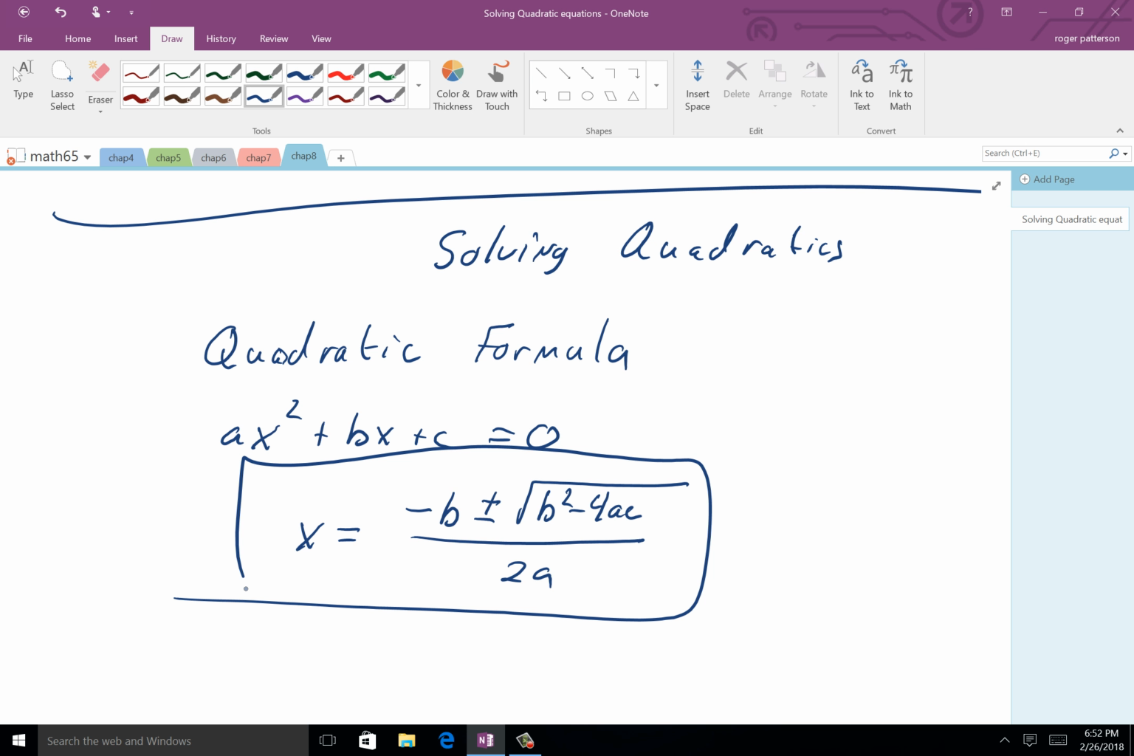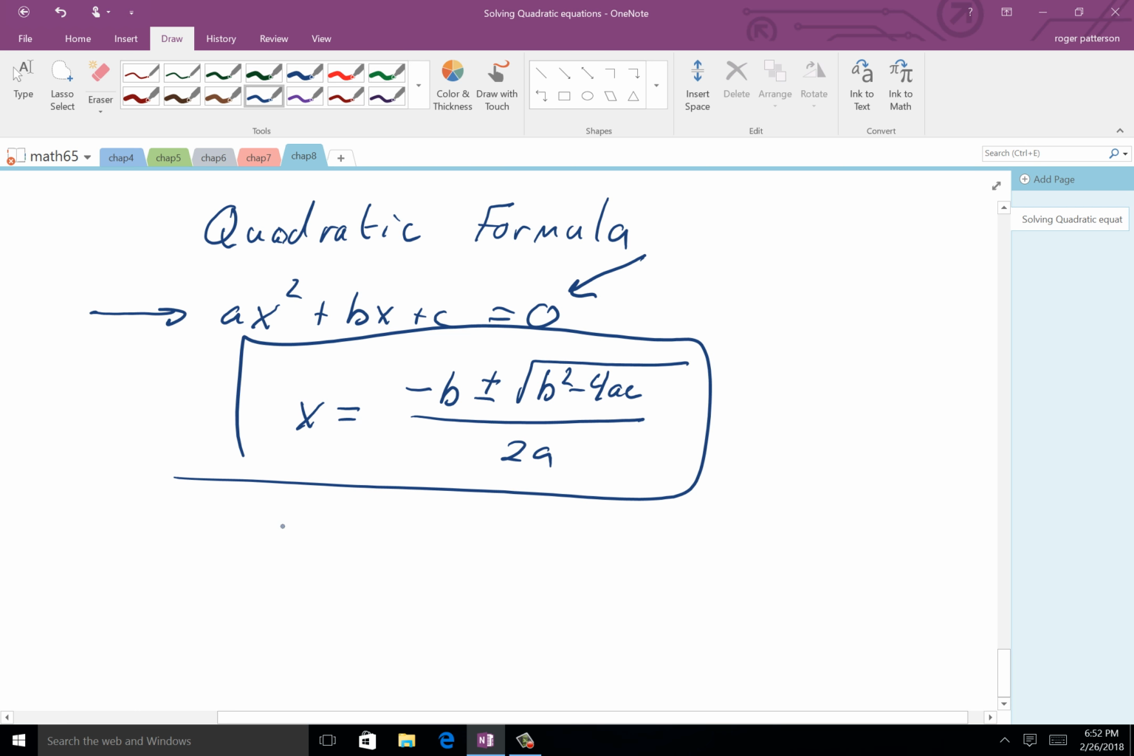The only thing is, it's got to be in this form, and it's got to be set equal to 0. You can't do it unless it's in that form and it's set equal to 0. So let's do an example, and then I want to show you at some point how you type that in Desmos too, so you can see how to use your calculator for it.